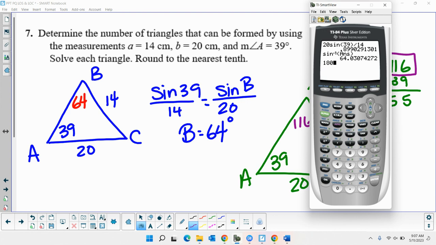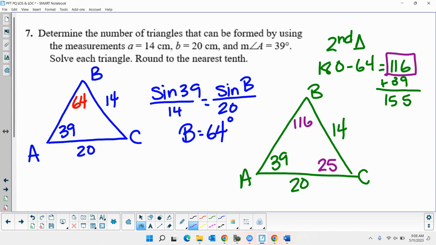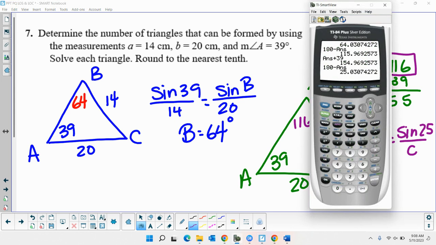Okay? So, I should have done that in my calculator. So, here's what I like to do. Minus, and then add 39. Okay? That's in my calculator already. So I'm going to finish the second triangle first. So I'm going to go 180 minus that, which is 25. And then I'm going to go sine of 39 over 14 equals the sine of 25 over C. To find this C.